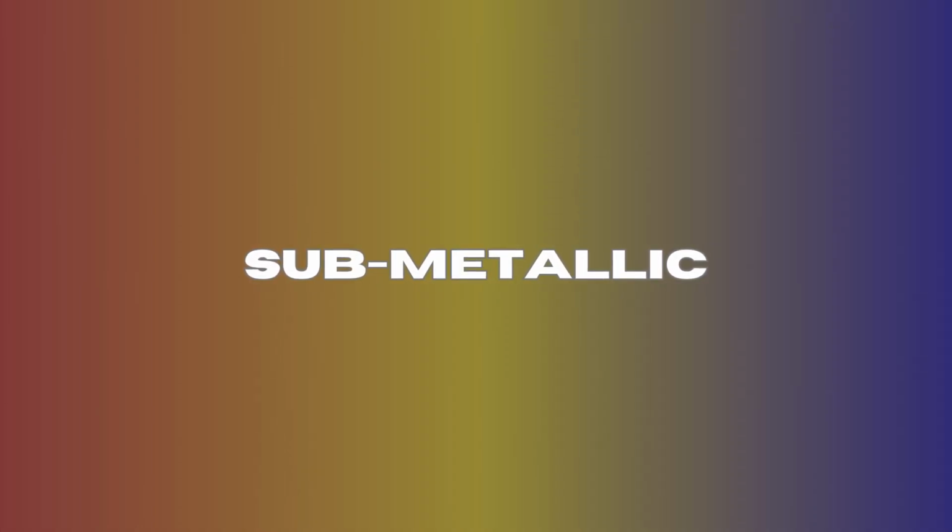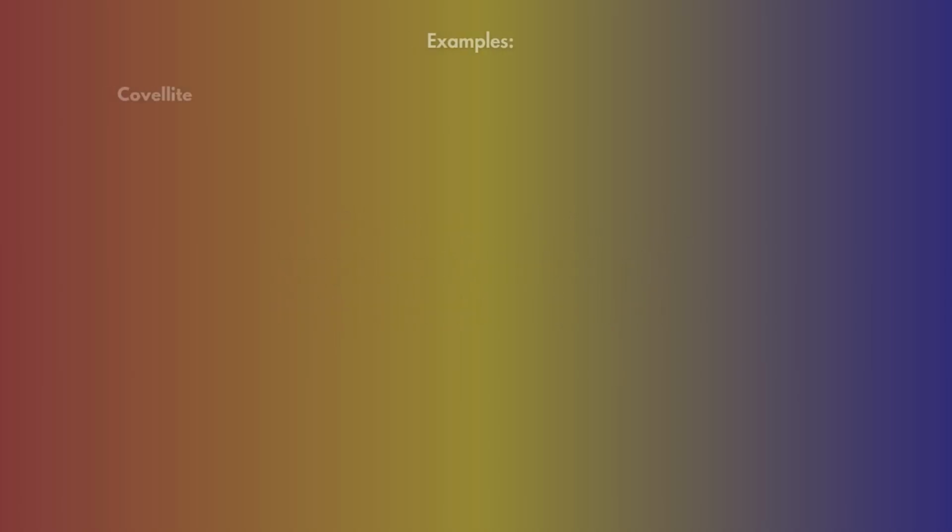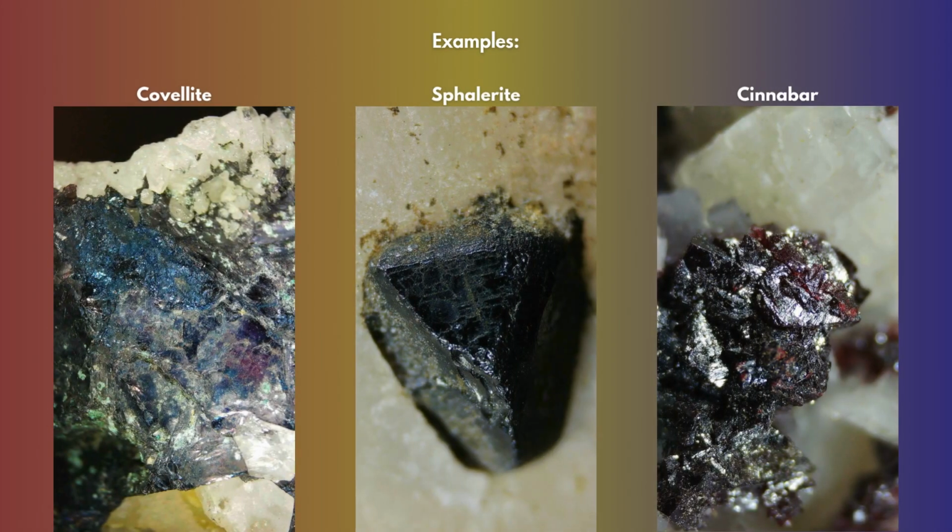And now we move on to submetallic. Submetallic is very similar to metallic, except minerals with this luster fall slightly short of being truly metallic. Other lusters also have subvariants where they don't quite fall under that luster, but we're just going to do submetallic for an example. We're not going to cover all of them. These are some examples of submetallic lusters in minerals. We've got covellite, sphalerite, and cinnabar.